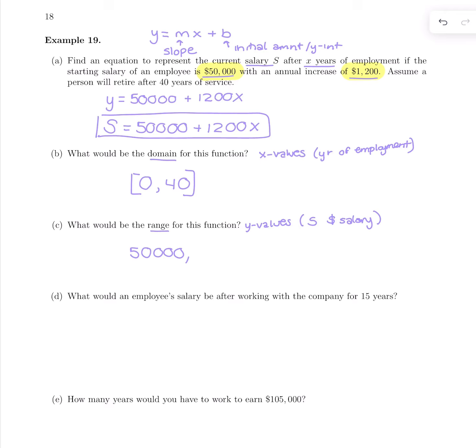But they're getting a $1,200 raise, and if they stay for 40 years, that's going to tell us the most amount they would make. So we're going to find the salary for 40 years is going to be $50,000 plus 1,200 times 40, which will give us 98,000. So they'll make 50,000 in year 0, and in year 40 they'll make 98,000.